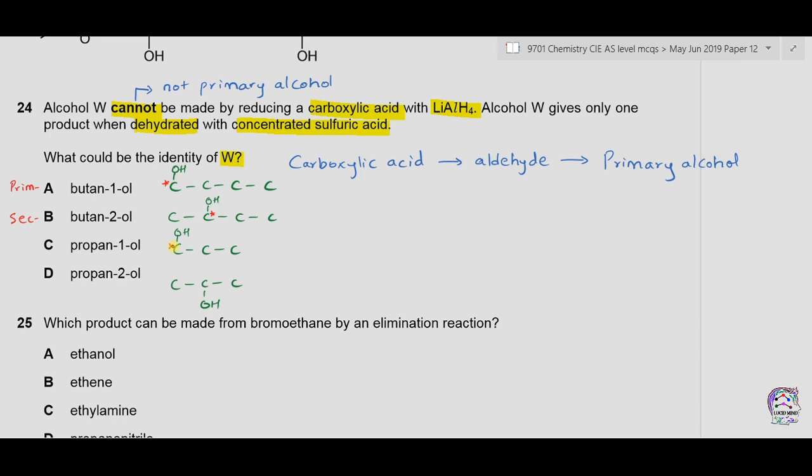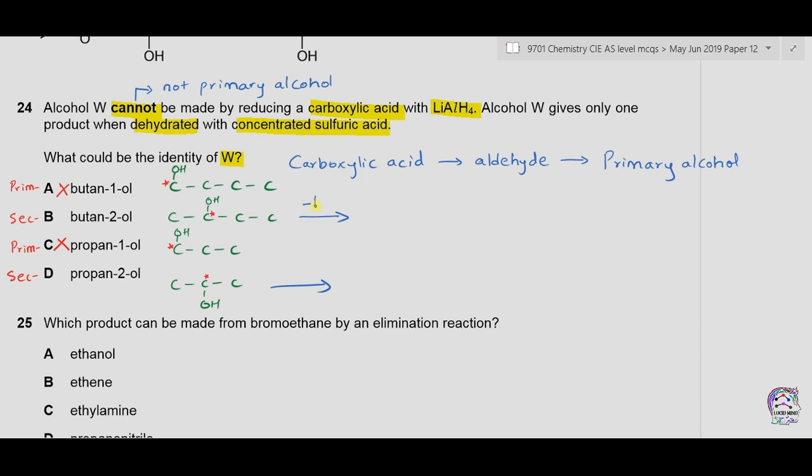Third one, we can see that the carbon atom attached to OH is directly attached to one carbon atom. So again this one is a primary alcohol. For D, we have this carbon atom which is attached to OH and it is further attached to 2 carbon atoms, so it is a secondary alcohol. As we know that W is not a primary alcohol, we can cross out A and C. The second part of the question says that alcohol W gives only one product when dehydrated with concentrated sulfuric acid. So let's see if B and D give one product.